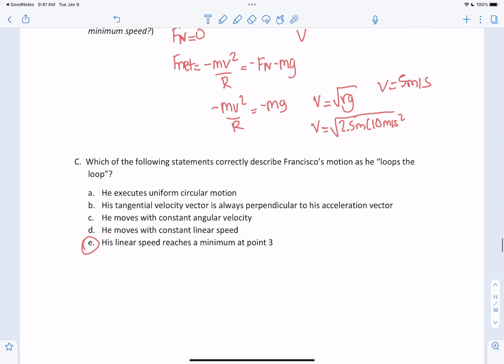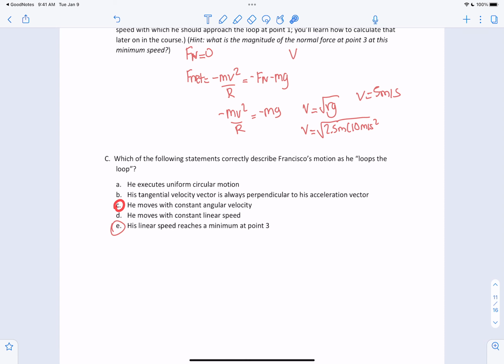The constant angular velocity thing, that one's a little tricky because, at least I don't think you guys have gotten to angular velocity. Have you guys gotten to angular velocity? I'm not sure. Yeah. Have you guys gotten to that? Okay, then I'm not sure if I remember then. Okay.